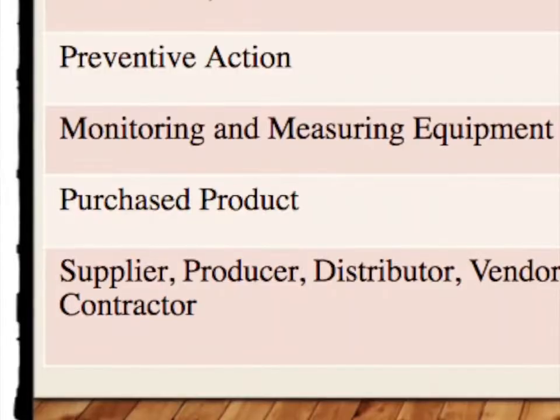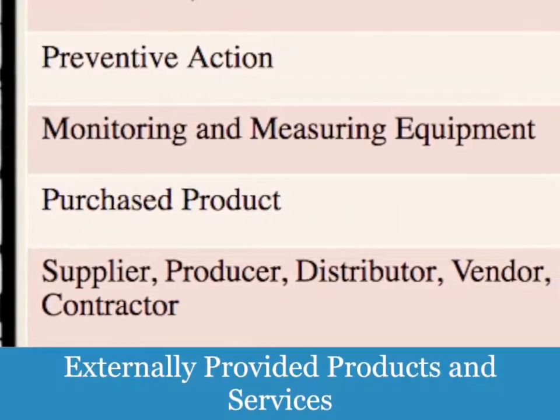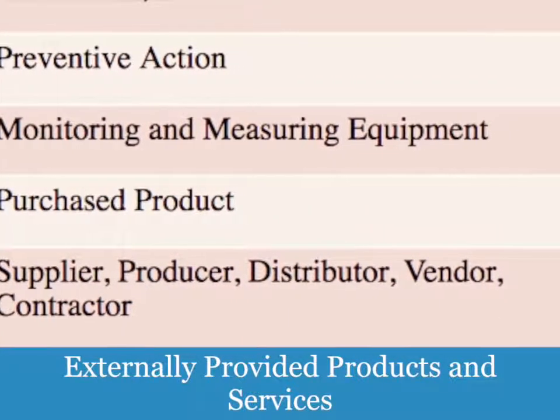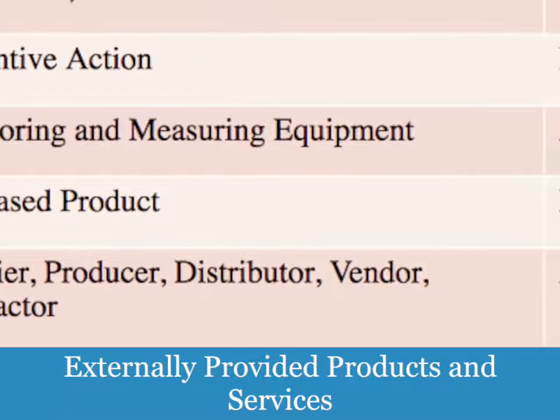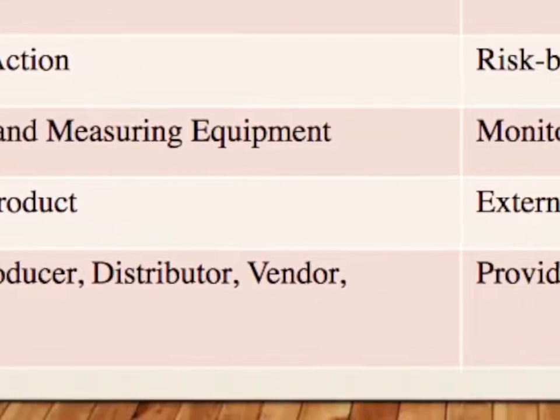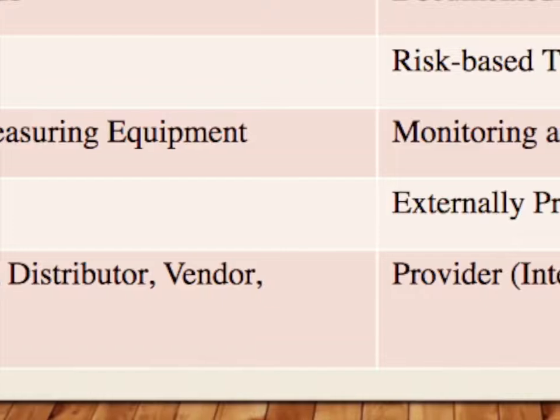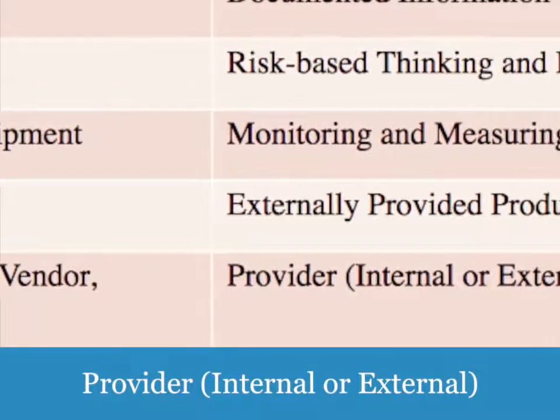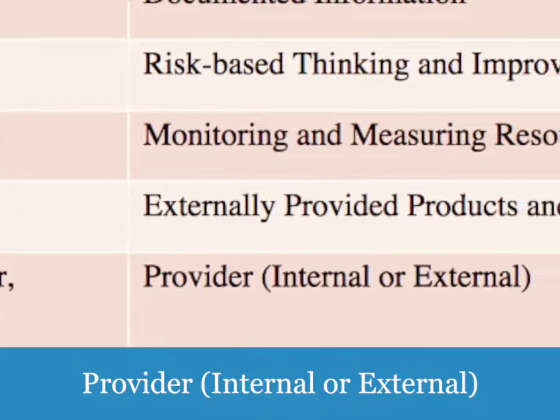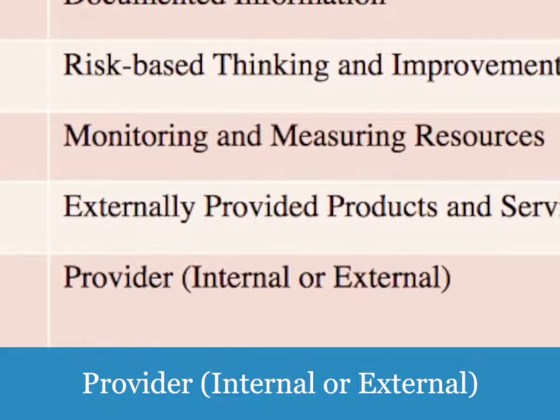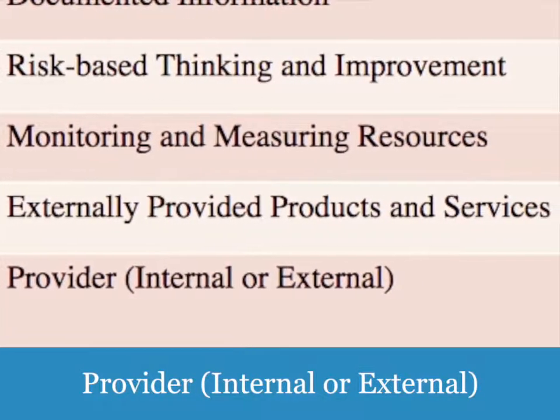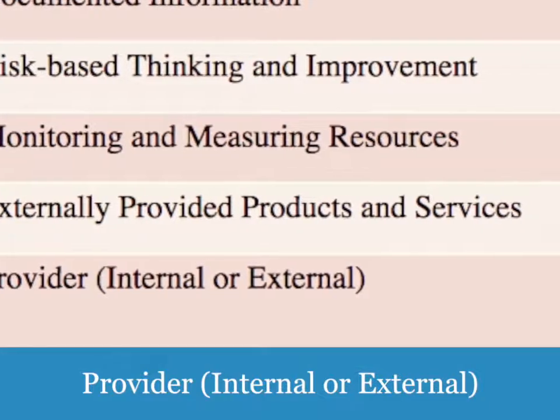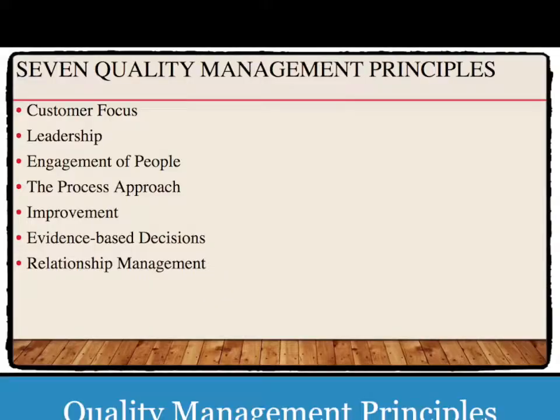Purchased product is now called externally provided products and services. Along with this change, the terms supplier, producer, distributor, vendor, and contractor are replaced with provider. This can be an internal or an external provider of products or services.